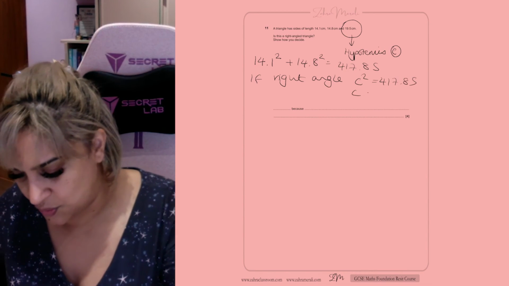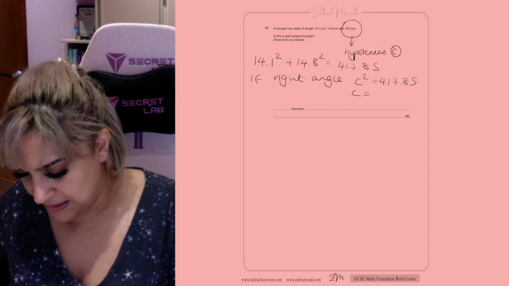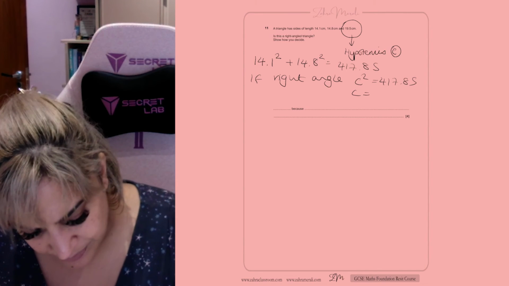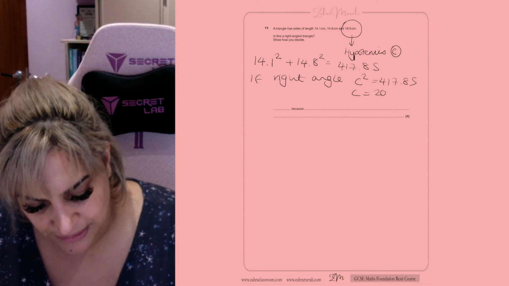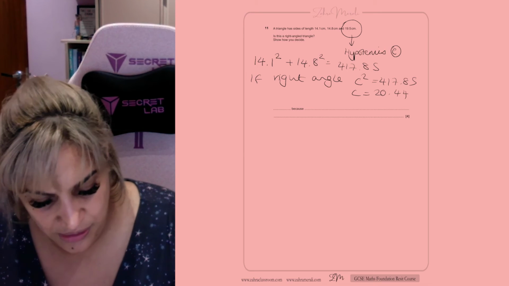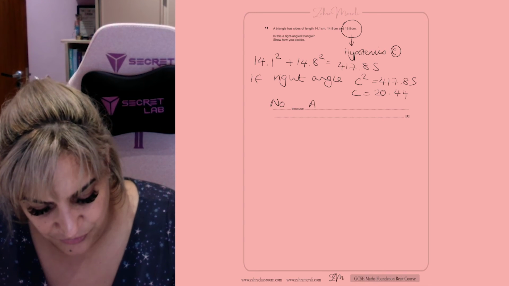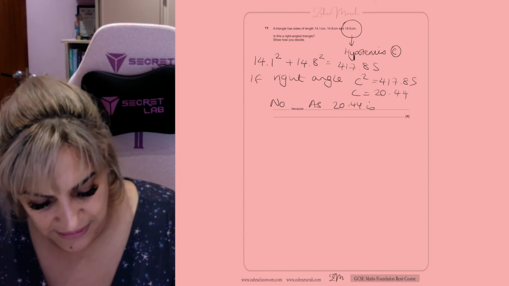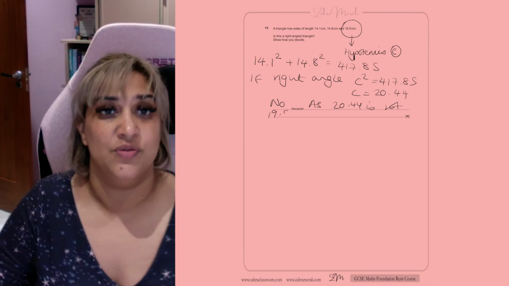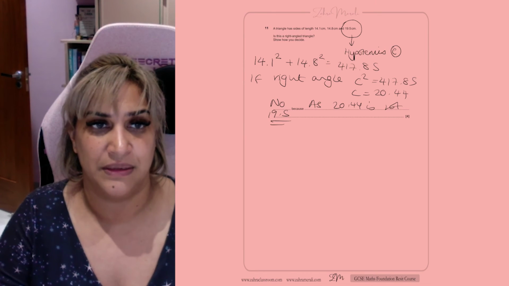If it is a right angle, C squared equals 417.85. C equals the square root of that, which gives you 20.44. So no, as 20.44 is not 19.5. So it is not a right angle triangle.